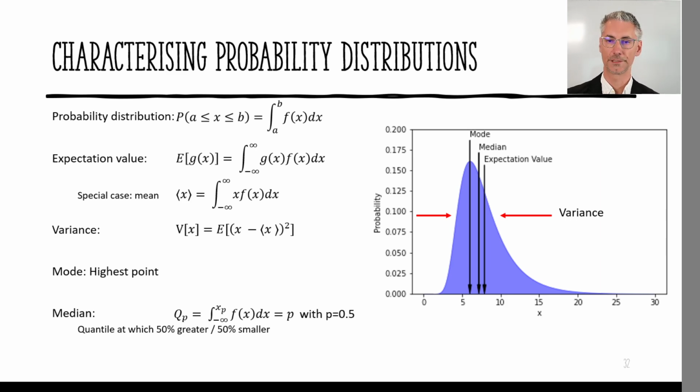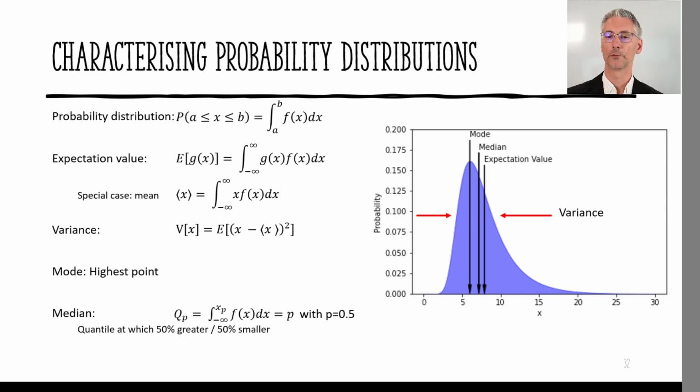Now that we have a distribution, we want to characterize it. How do we do this? A probability is always defined on an interval; it's not a point of this distribution. You always have f of x as our probability distribution, and it gives the probability of an event occurring between two points. The key one is the expectation value, E of g of x.